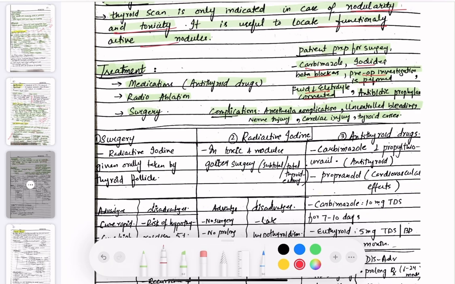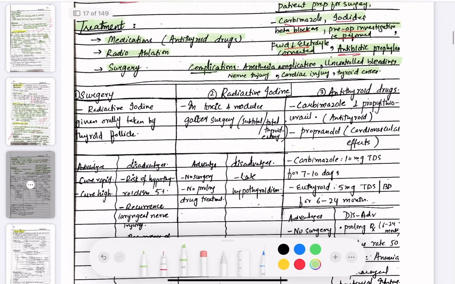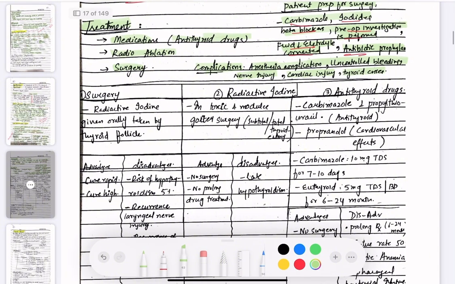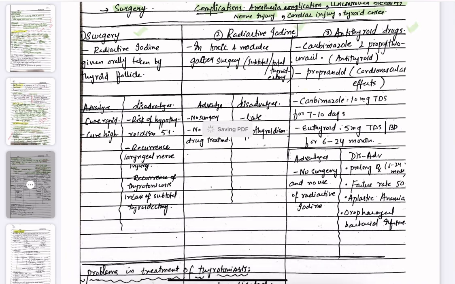And these are complications. So these are the specific treatment options for multinodular goiter: surgery, radioactive iodine, and antithyroid drugs. These are the options. Radioactive iodine is given orally and taken by thyroid follicles, and we have both advantages and disadvantages of this method.